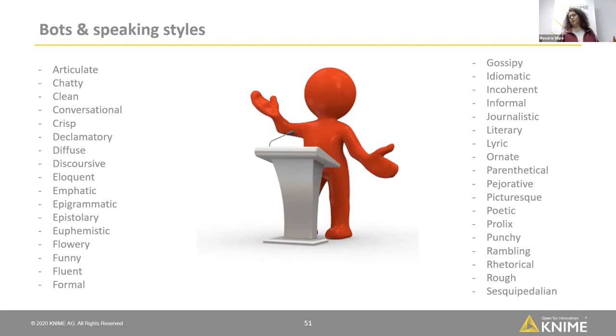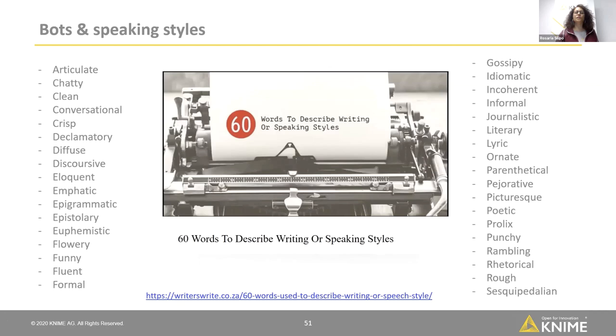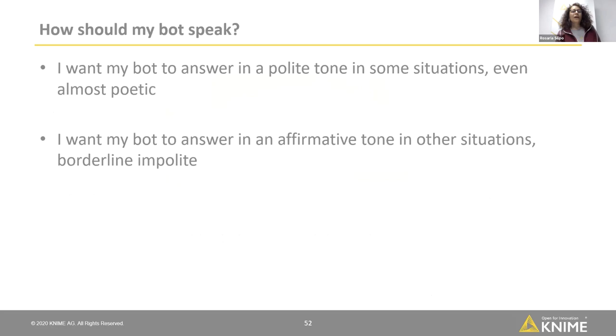So I was investigating the speaking styles, and I found this website that lists 60 possible speaking styles that you can use for your bot. For example, you have a crisp speaking style, a declamatory speaking style, euphemistic, and then of course the one that I like the most, which is the incoherent speaking style. So how should my bot speak?